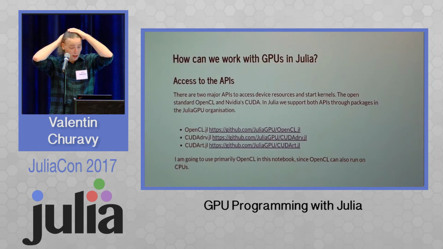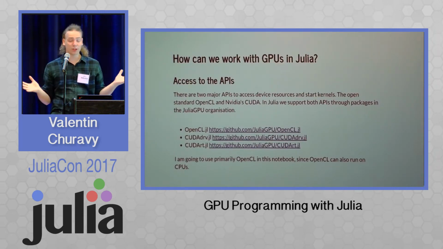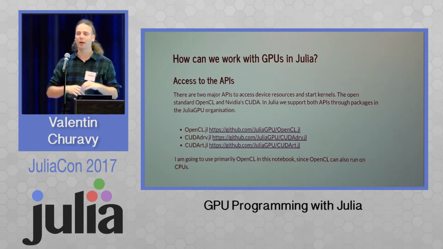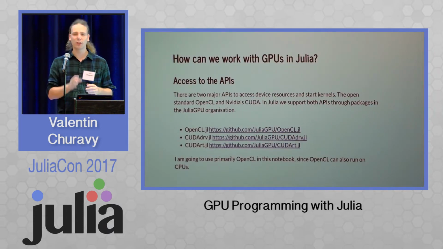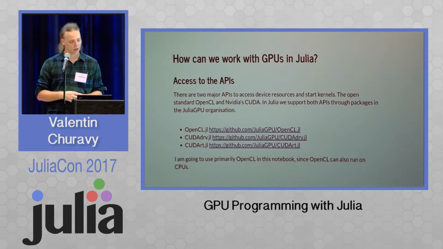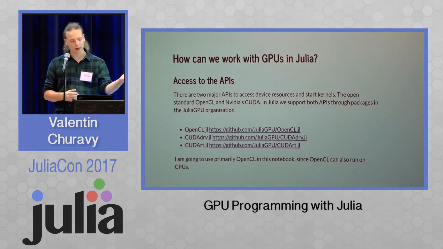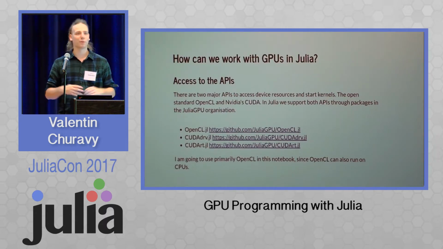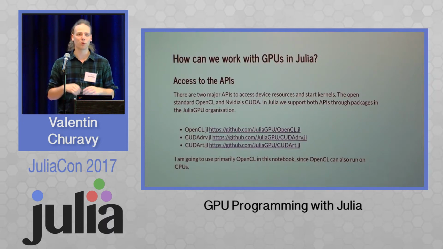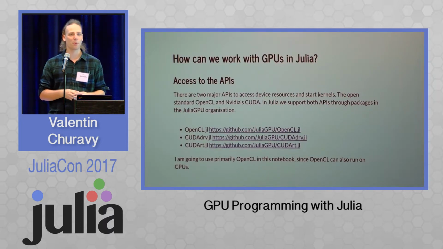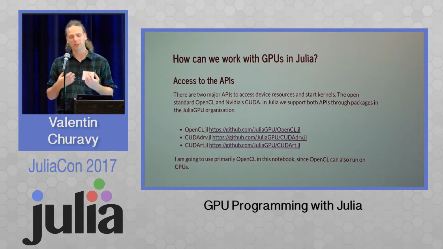So, how can we work with GPUs in Julia? In the GPU world, there are several APIs on the driver side that allow us to interface with these devices. There's OpenCL, and there's NVIDIA's CUDA. And for my little quiz in the beginning of the talk, a lot of you are more familiar with CUDA, and that is because NVIDIA has been more effective in bringing CUDA into the academic environment and getting people to use it. OpenCL has the benefit that it can run on any device.